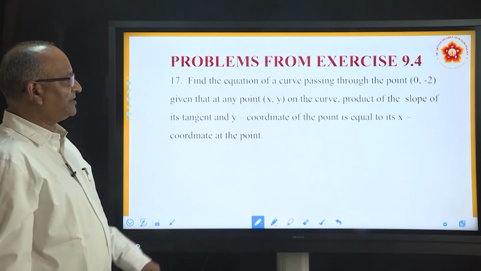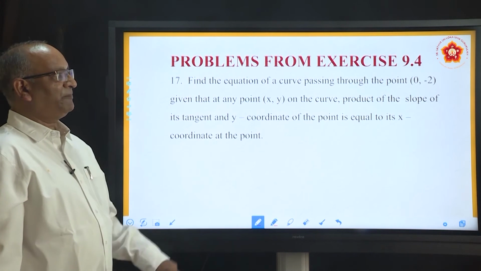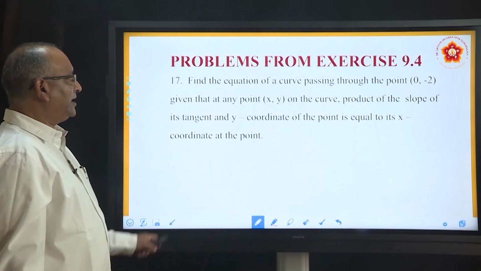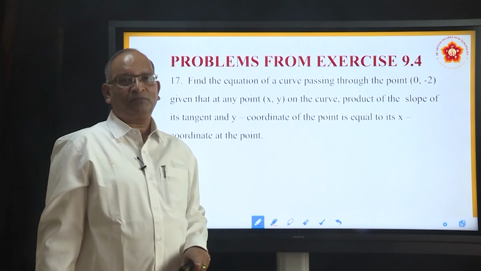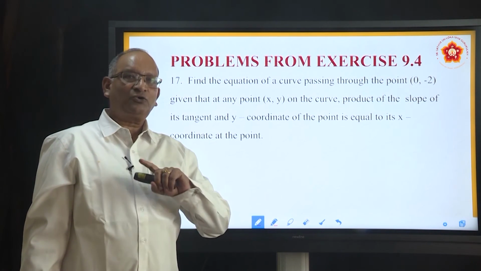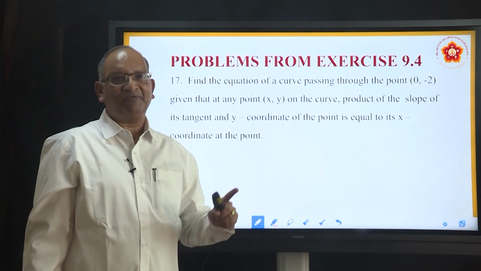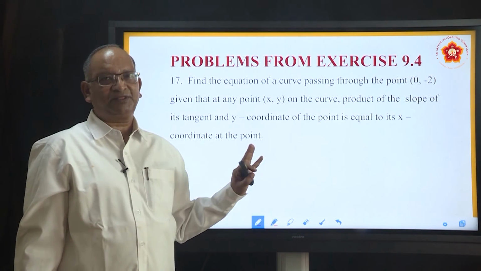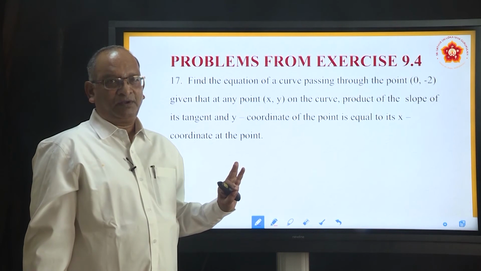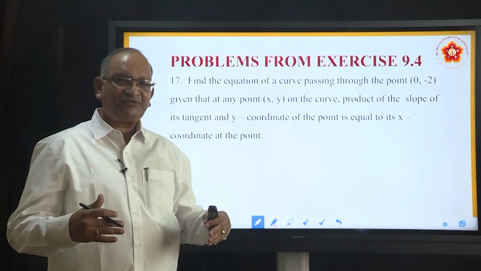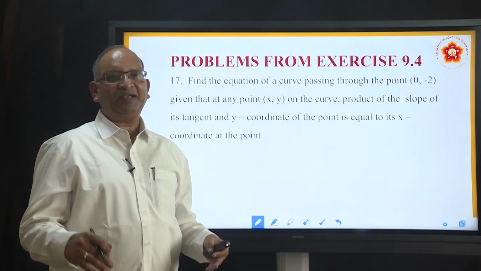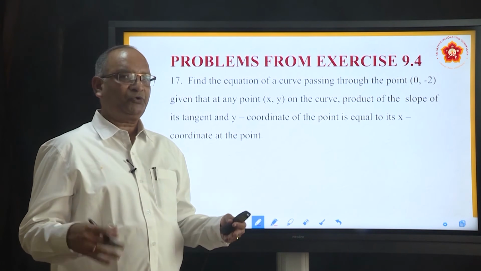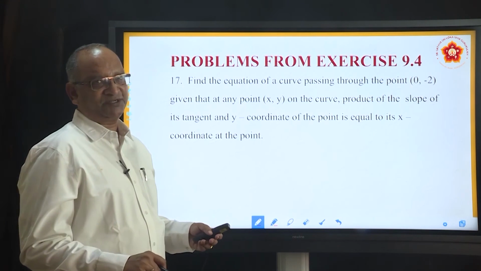He says find the equation of a curve passing through a point 0 comma minus 2, given that, see the 0 comma minus 2, that part we take it toward the end in order to find the value of constant. Till that time we have nothing to do with that point. Now first thing is we have to form the equation, then we solve the equation, then we find the value of constant. How to form equation? He has given information. What is it?